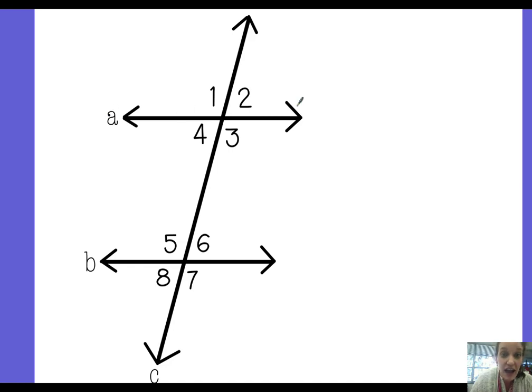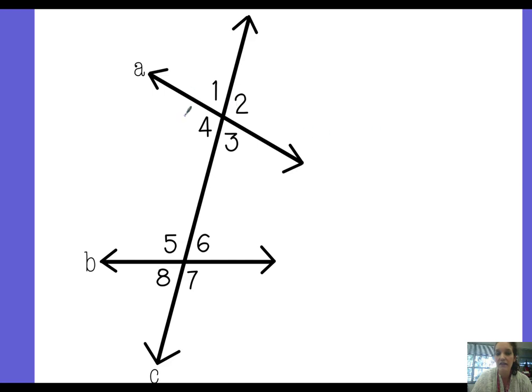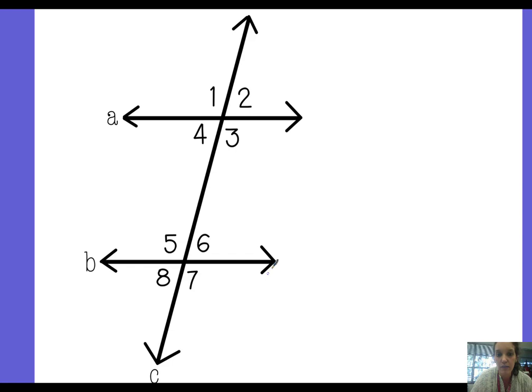Whereas now it appears that line A and line B are parallel. They look like they're both horizontal. So then angle 1 and angle 5 look like they're going to be congruent. Angle 2 and angle 6 look like they're congruent. So notice there's a difference between the angles when the lines are not parallel and when the lines are parallel.